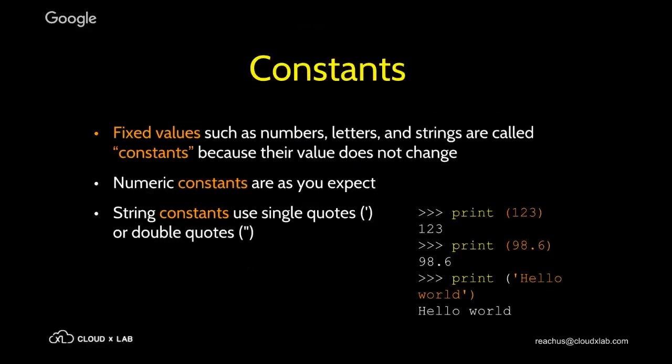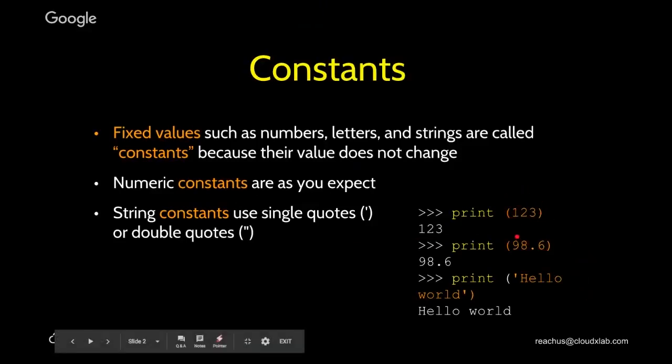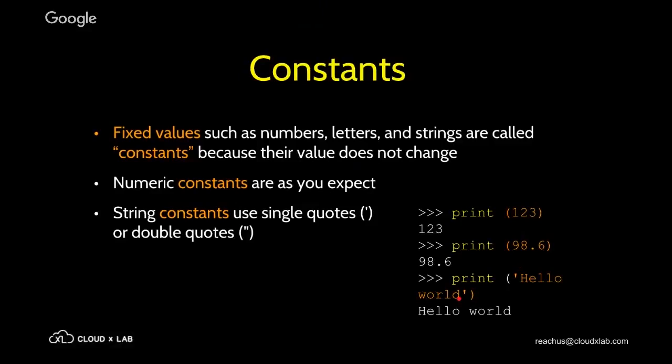Again, we are going back to the basics. So far, we just gave you an overview of what a Python program looks like. Now, the first and foremost thing in any programming language is constants. Constants are numbers or strings. For example, a constant could be 123, 98.6, or a string. A string in Python could be surrounded by single quotes or double quotes. Let me show you this part.